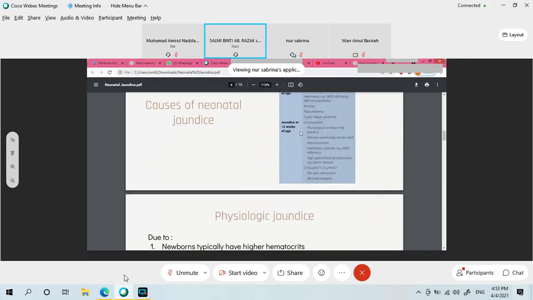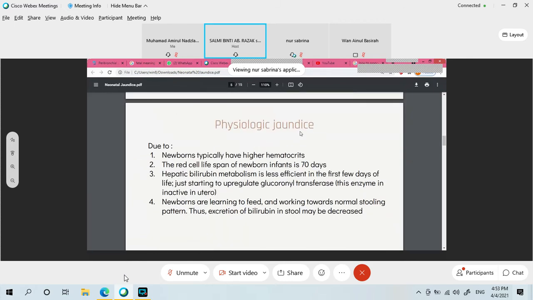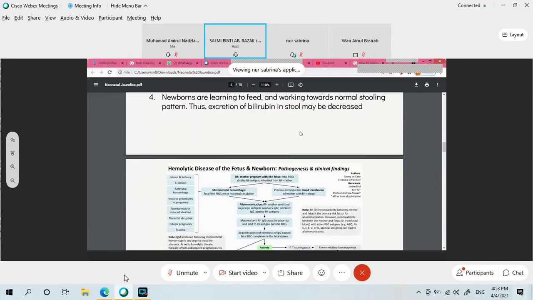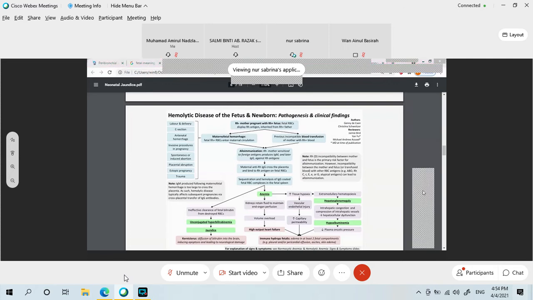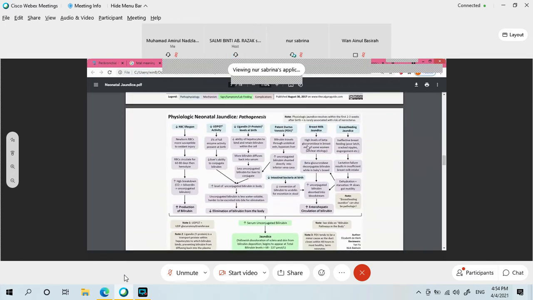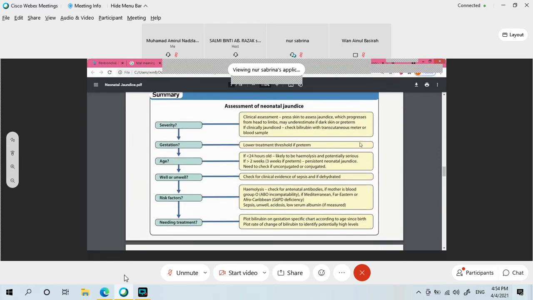Habis dah? Physiological jaundice. Lepas tu, ni apa ni? Sekejap. Ni adalah pathogenesis. Yang ni I rasa this one is too complex kan. This one untuk alo. Okay, next. Next.